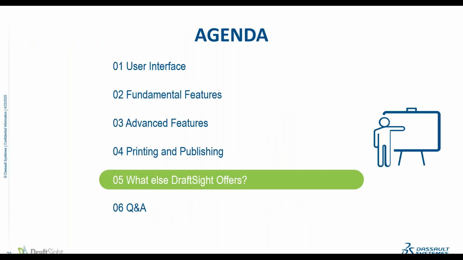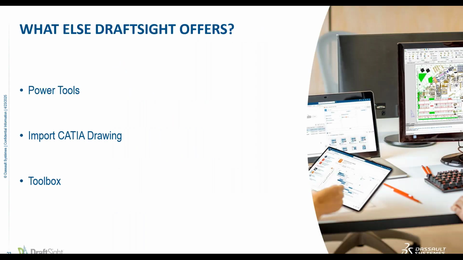Okay. Next, moving on to some of the additional functionality apart from what we have seen above, there are a few additional capabilities that DraftSight offers. These are some dedicated capabilities that DraftSight offers you apart from your regular 2D CAD. So let's see what these are. First, these are categorized into three things.